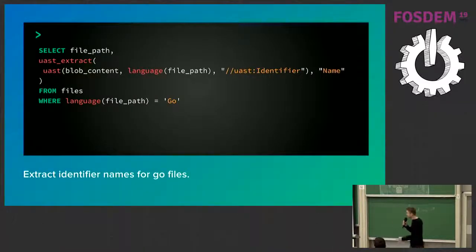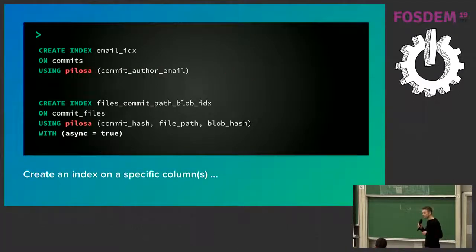A more sophisticated query is this one, which uses our predefined functions, which let you extract the abstract syntax tree and can recognize the language based on the content and stuff like that. So this query tries to extract all the identifier names from your Go files. But of course, we have indexes. Indexes are the most interesting for this talk.